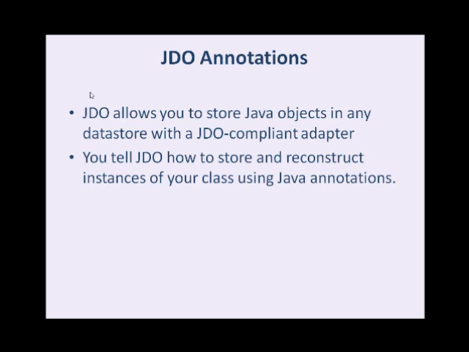JDO allows us to store Java objects in any data store with a JDO compliant adapter. You tell JDO how to store and reconstruct instances of your classes using Java annotation. In this way, we let the JDO compliant adapter manage the objects in a way that the data store can keep these objects. And we just have to indicate which fields we want to store, which is our primary key, and of course, which entities or instances we want to keep there in the data store.